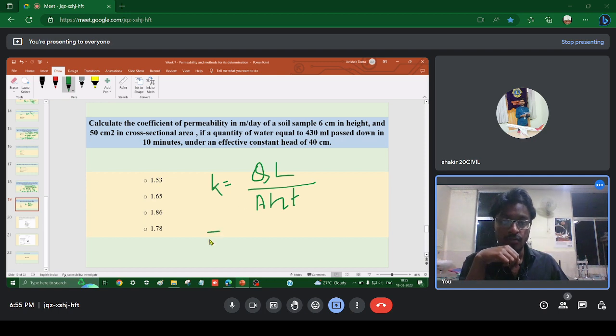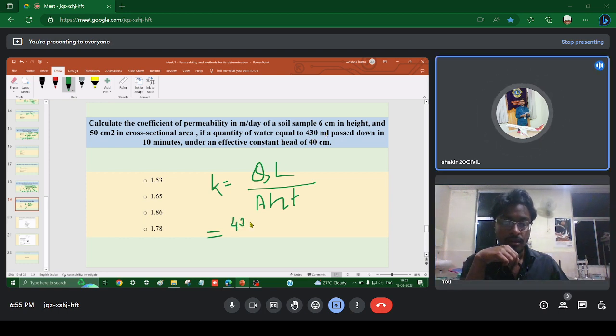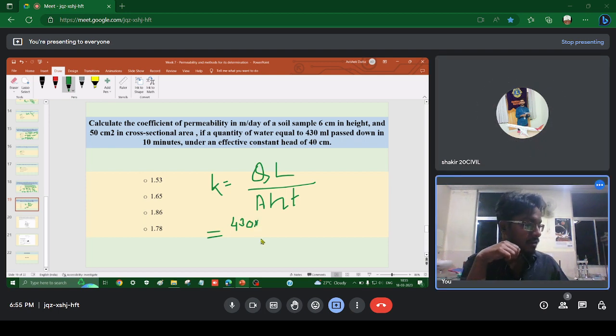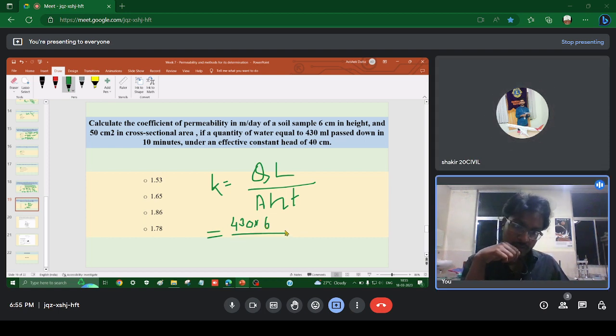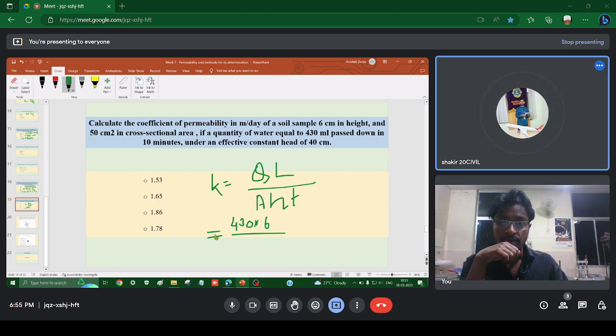See, I'm doing it. Okay. What is Q? 430 ml means 430 cc, so 10 to the power minus 3. Yes, sir. If we convert to meters, sir... Not meter. First do it in centimeter only. Everything is in centimeter, okay? Now, area is how much? 50 cm square.